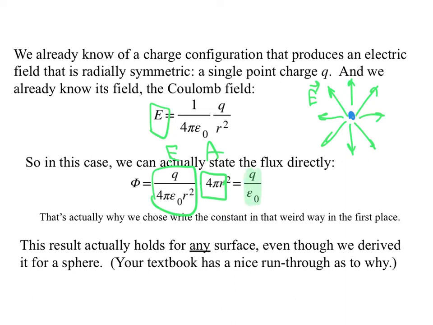You might have wondered, that's why we defined epsilon naught way back when. We wanted to get rid of that factor of 4 pi. You're going to see that it's inconvenient in anything but the Coulomb law, and this is the first case where it goes away. We get that the electric flux is just Q over epsilon naught. This result will actually hold for any surface we had drawn around a point charge, even though we derived it for a sphere. Your textbook has a nice run-through that's a quasi-proof as to why, and it's worth reading.